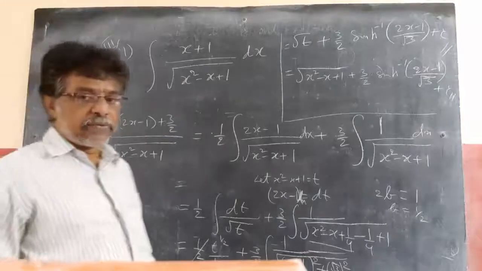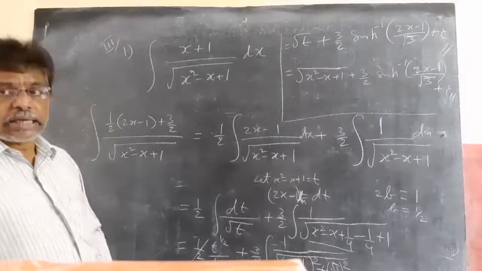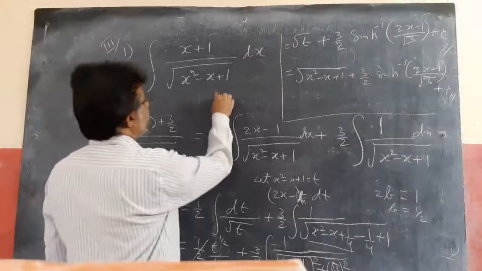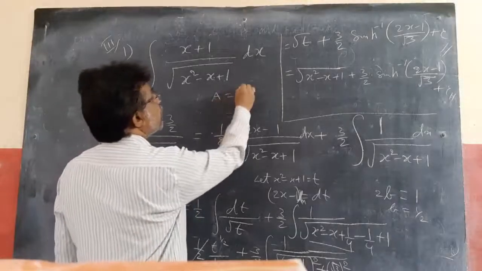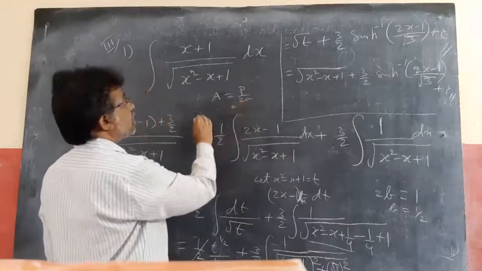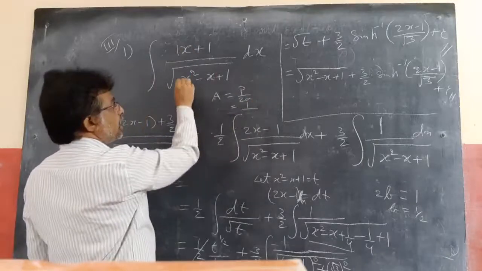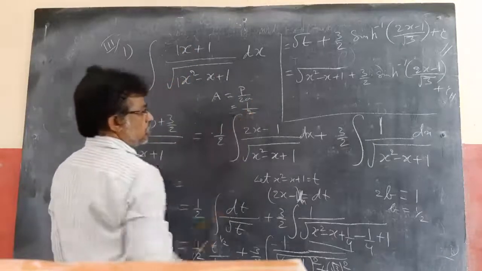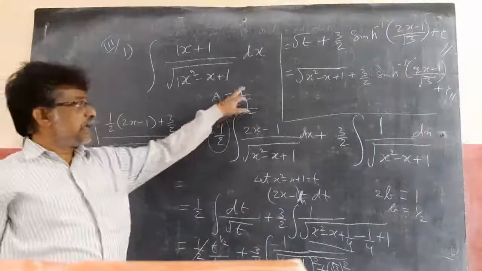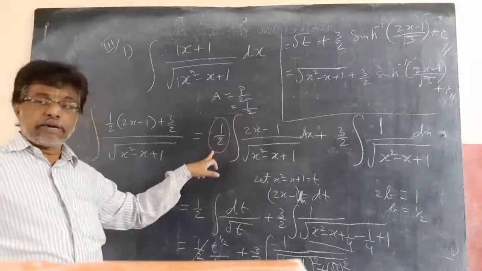If it is given for an objective question, I will tell you one shortcut again. What is that? For finding the a value, always write p by 2a, simply. Direct answer. What is p here? 1. And a is 1, so 2a is 2. So 1 by 2 always. The a value is always p by 2a. So here the p by 2a value is 1 by 2, simply.